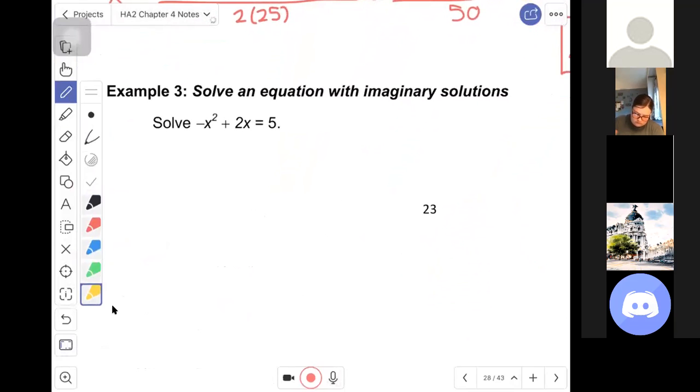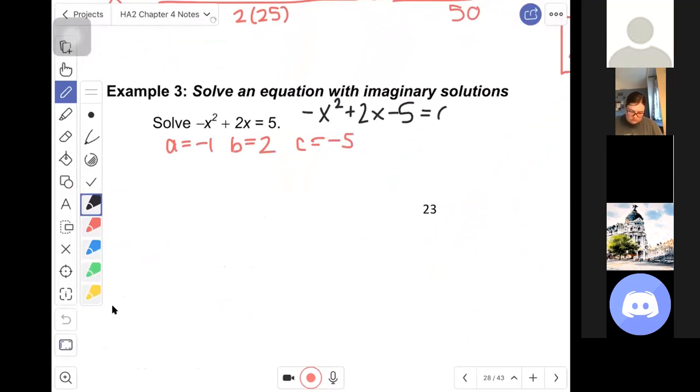Zach, can you tell me what our A, B, and C are here? A is -1, B is 2, C is -5. Yeah, see, I was tricky there. Just went right to writing down A, B, and C. We got to bring that 5 over. But Zach knew. Zach caught the mistake. All right, go ahead and use the quadratic formula.